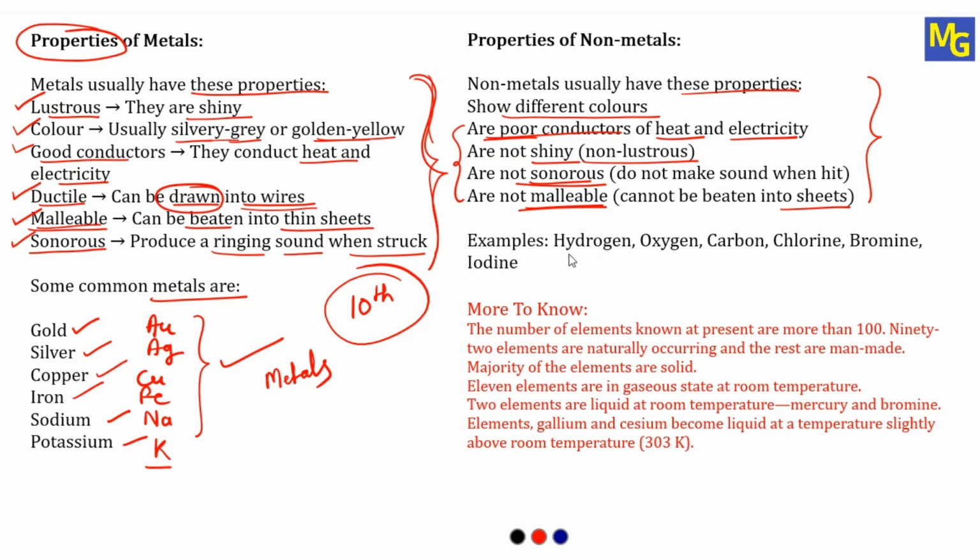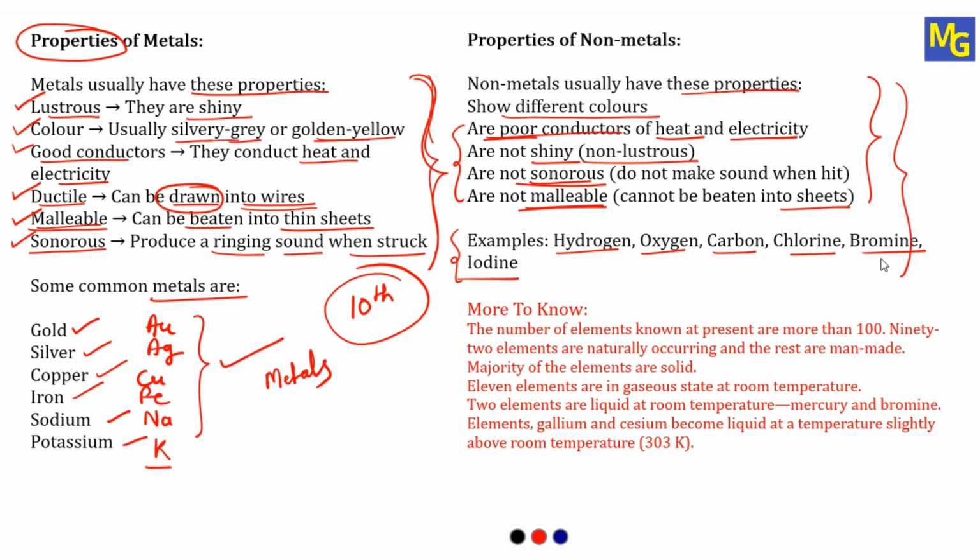So what are the examples? Hydrogen gas, oxygen gas, carbon, chlorine, bromine, iodine. These all are the examples of non-metals. Now I hope you understood why these are poor conductors, not shiny, not sonorous. So you will understand by seeing these examples. This is all about metals and non-metals.